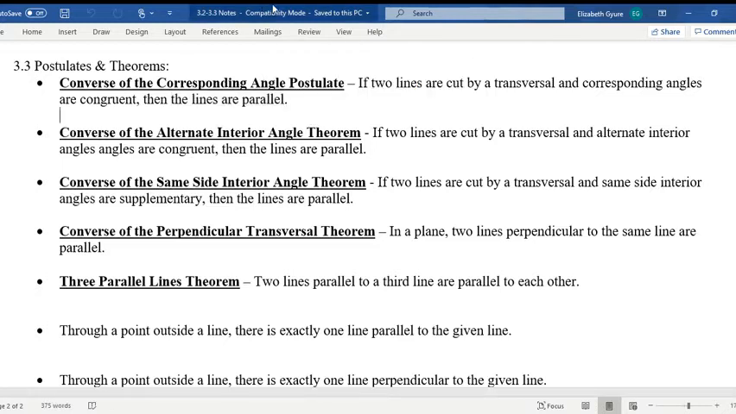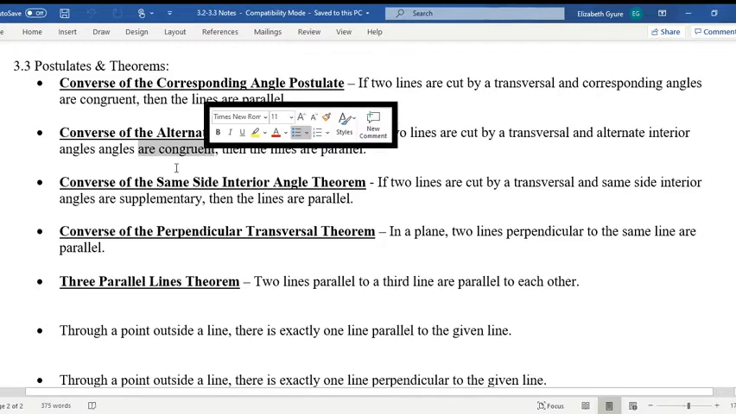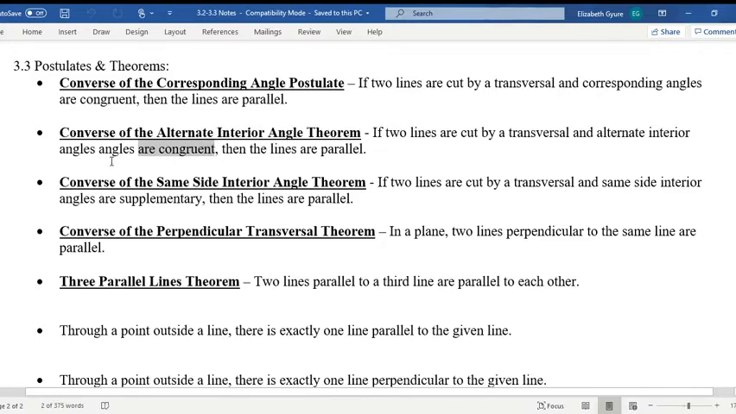Now, this is helpful in situations where we need to identify parallel lines, or even in a proof where we are trying to prove that parallel lines exist. The converse of the alternate interior angle theorem says if two lines are cut by a transversal and alternate interior angles are congruent, then the lines are parallel. So congruent alternate interior angles will give you parallel lines.